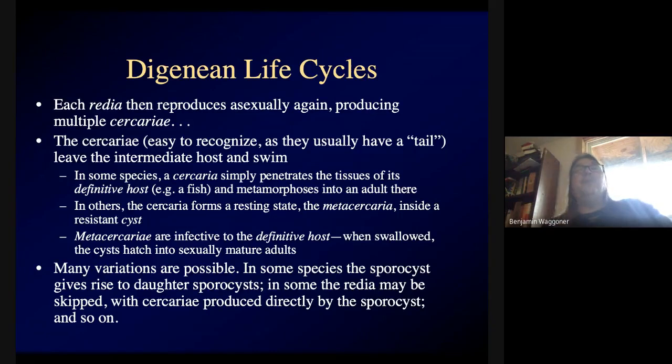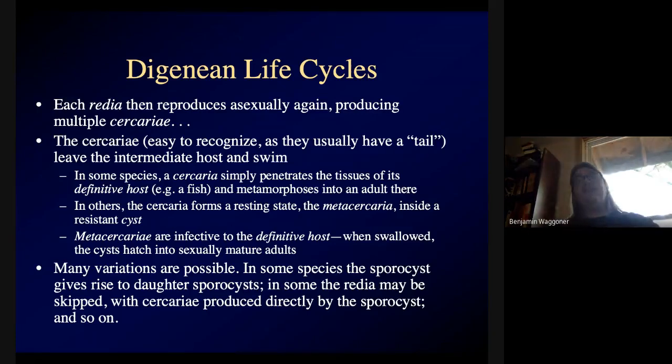And in the species we're going to look at, the cercaria will leave the intermediate host. They can come bursting out of a snail and they'll just start swimming. In some species, the cercaria will just burrow right into the definitive host and metamorphose into an adult. In other species, the cercaria will form a resting state called a metacercaria. And the metacercaria will just sit there inside a resistant wall, forming what's called a cyst.